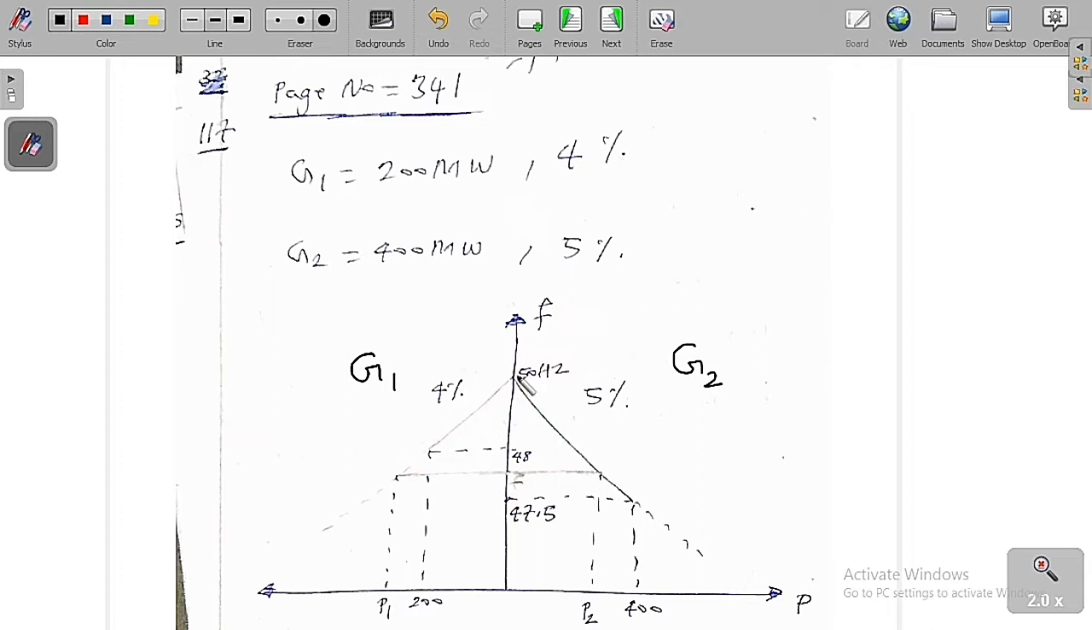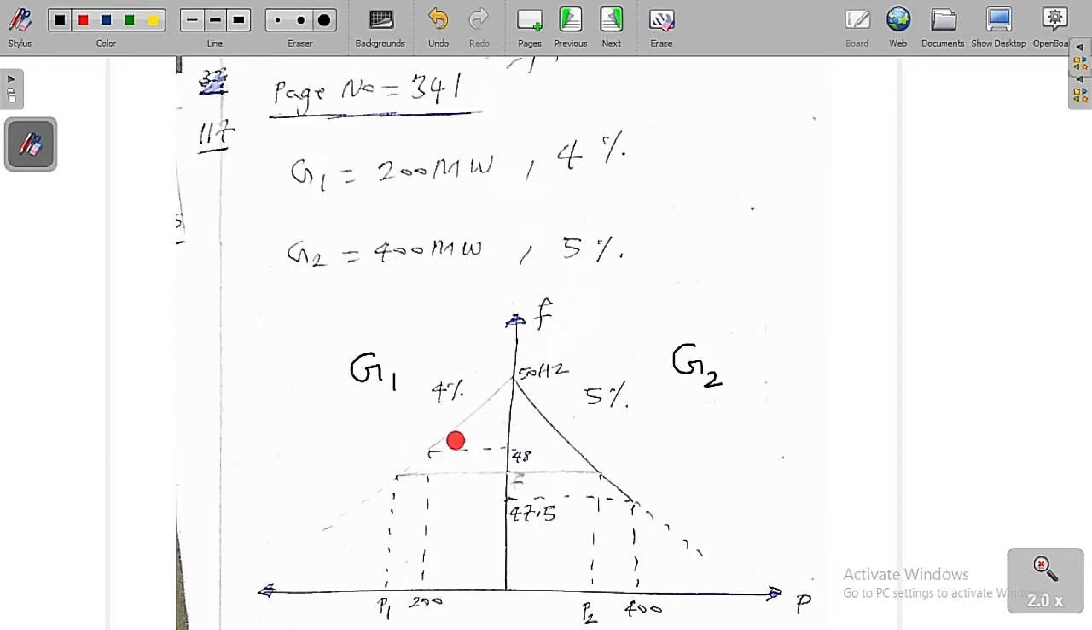Now I am going to draw a plot with respect to frequency and power. This is the plot for generator 1 and this is for generator 2. Initially at no load, which means whenever the power demand is 0, the frequency of the system is 50 Hz. But whenever the power demand increases, the frequency will fall down. Here, from no load to full load, the full load is 200 megawatt. At this point, the frequency is going to drop by 4%.